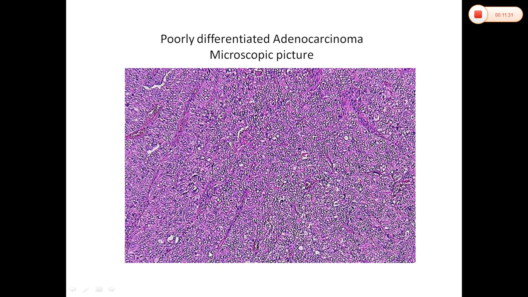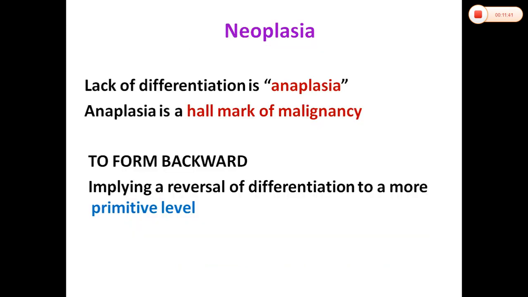Next is poorly differentiated adenocarcinoma. See here there is no glandular pattern, only the tumor cells are arranged in the form of sheets. That's why it is called poorly differentiated adenocarcinoma. Lack of differentiation is anaplasia. Anaplasia is a hallmark of malignancy.